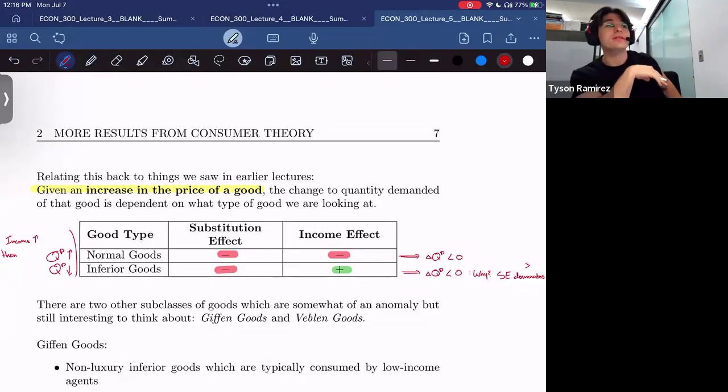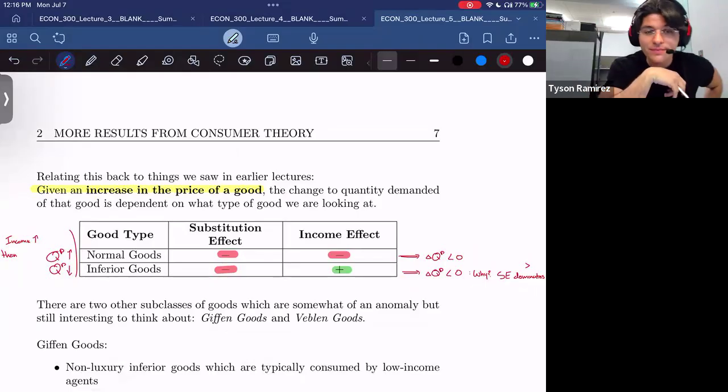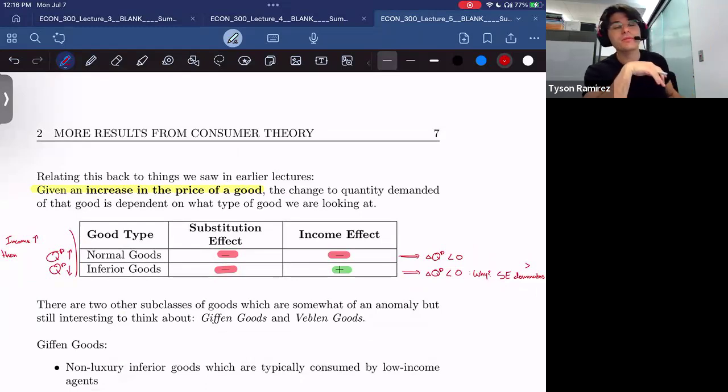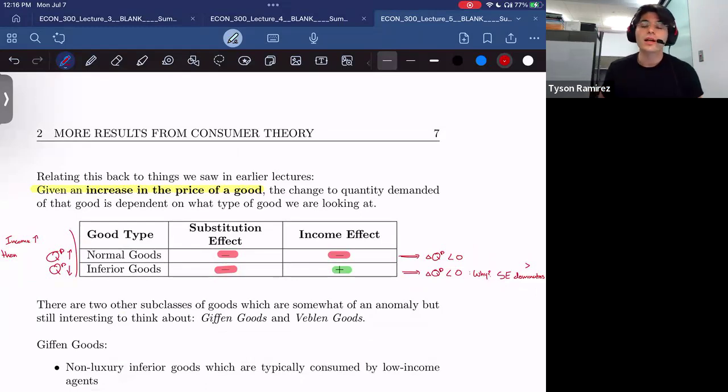Now, this is some material that you probably haven't heard of yet. Maybe you have, maybe you haven't, but this is pretty interesting in economics. There are two other subclasses of these goods, which are kind of an anomaly. There are not too many things that behave this way, but we do have it. There are research papers, empirical studies that show that these types of things exist, and I think they're pretty interesting. So I wanted to include them for you guys.